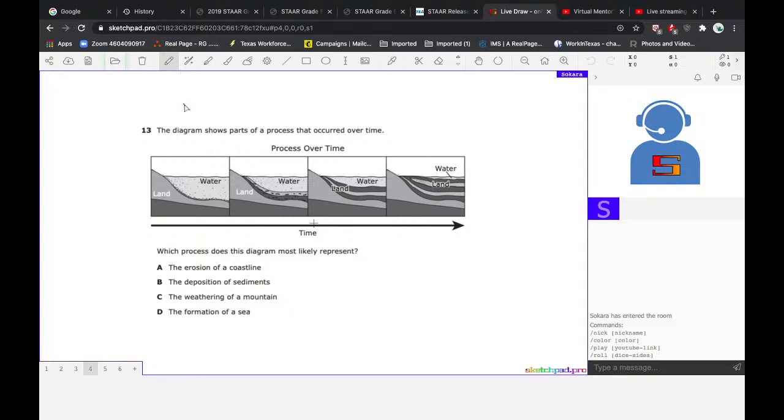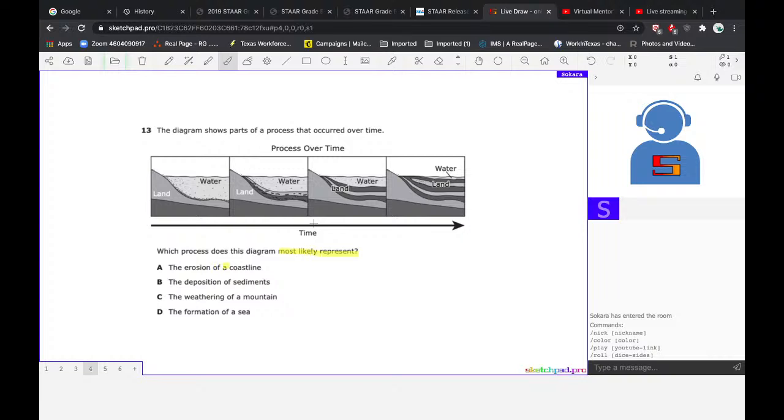As always, let's highlight the key information in the problem. The diagram shows parts of a process that occurred over time. Which process did this diagram most likely represent? What we want to know is which process this diagram represents. Let's go one by one and see which answer choice represents it.